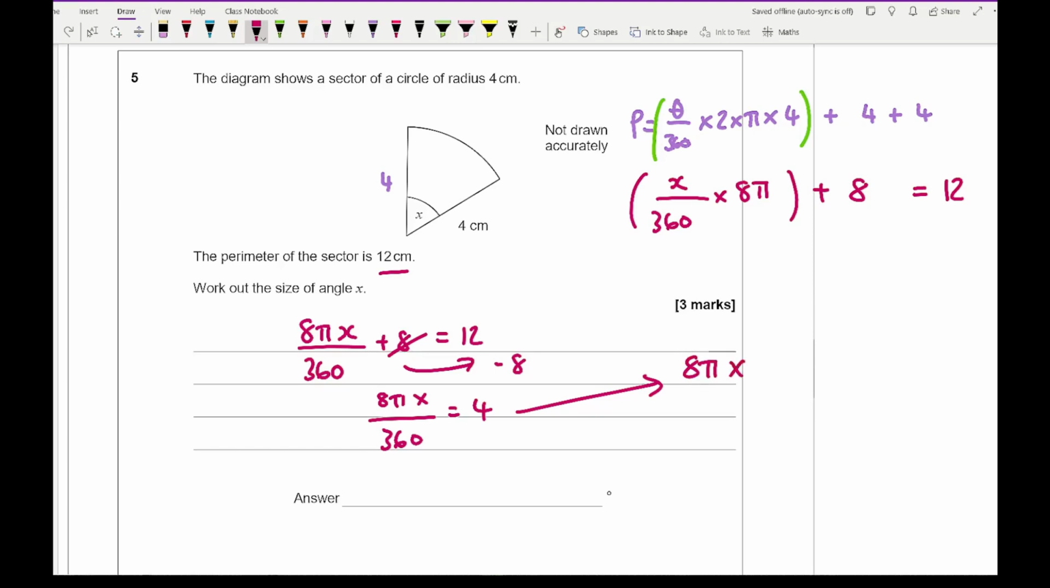And then doing a bit of solving the equation, I can take the 360 over to the side, so 8 pi x equals 4 times 360, which is going to be 1440, and then I can take the 8 pi over to the other side, so it's 1440 divided by 8 pi, and that gives me an answer of 57.3, and that's to 1 decimal place.